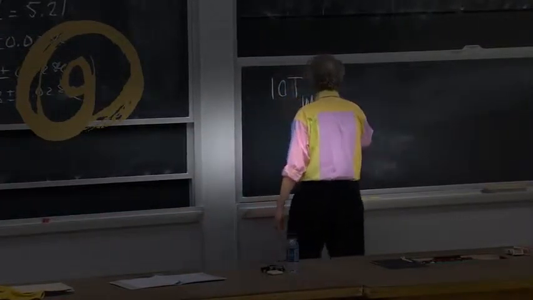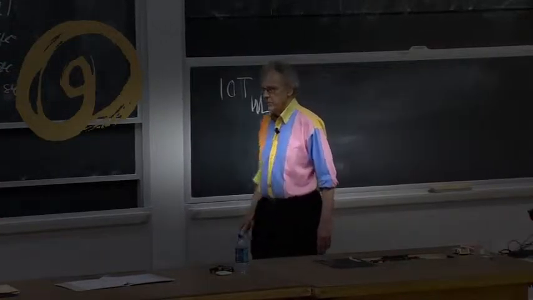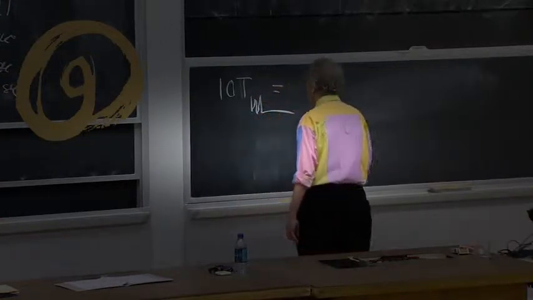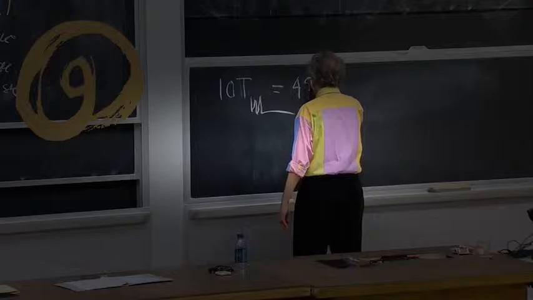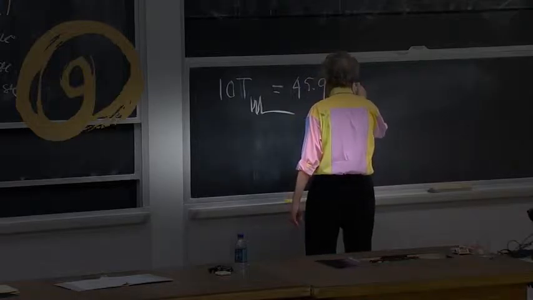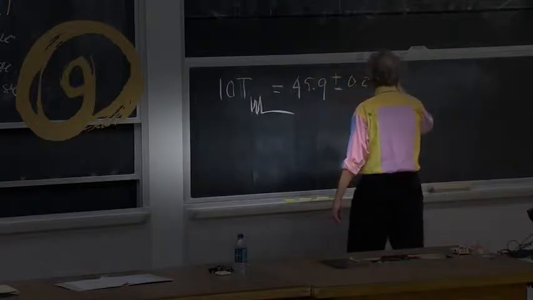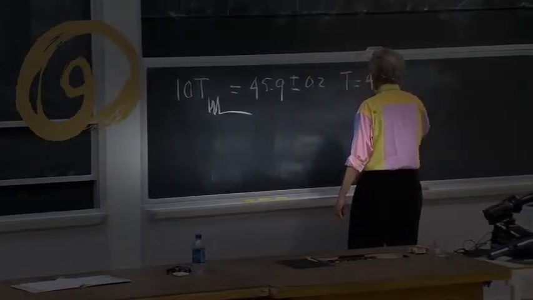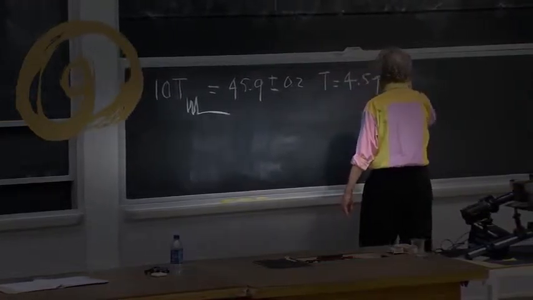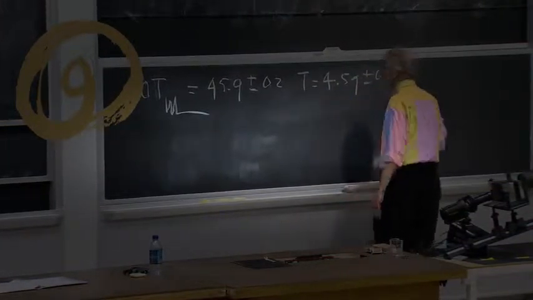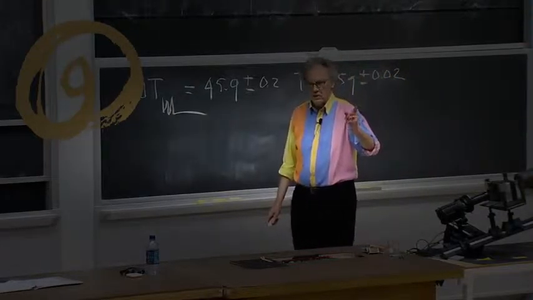with Walter Lewin. What is it? 45.9 plus or minus 0.2. Period is 4.59 plus or minus 0.02. I told you, physics works.